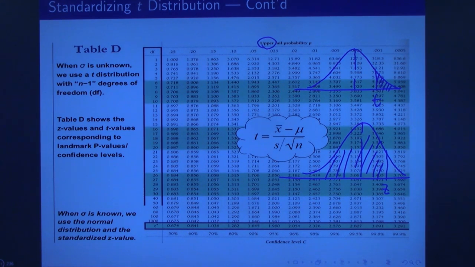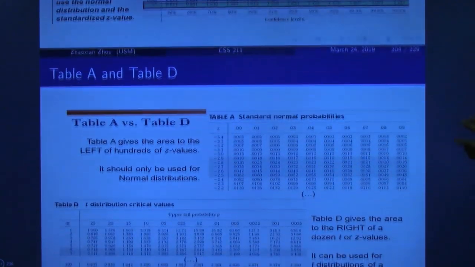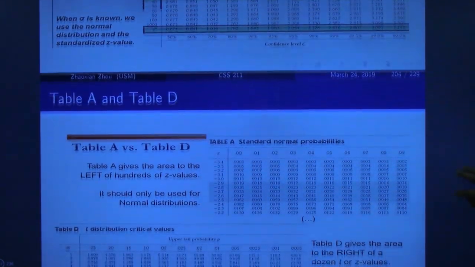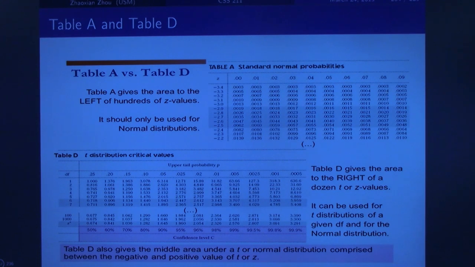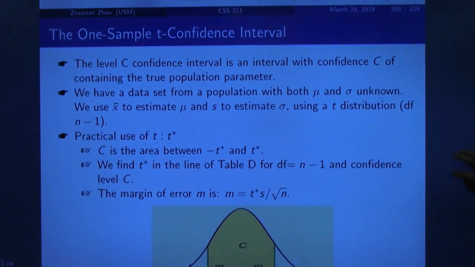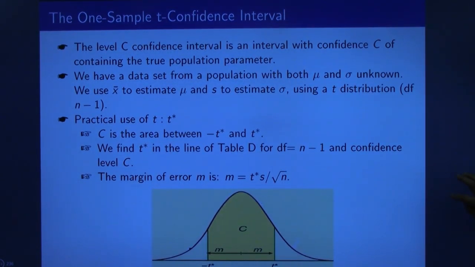Okay, now we discussed how to approximate the population standard deviation sigma with s, how to calculate the t statistic with this, which is very similar to the z-score, and how to use table D, which is kind of different than table A. Next, we are going to discuss a one sample t confidence interval.